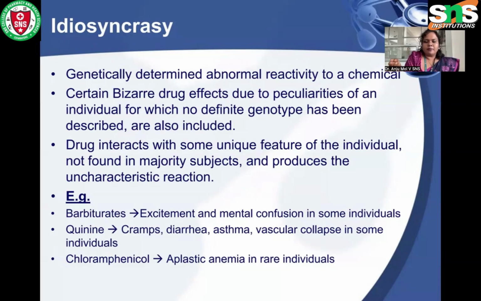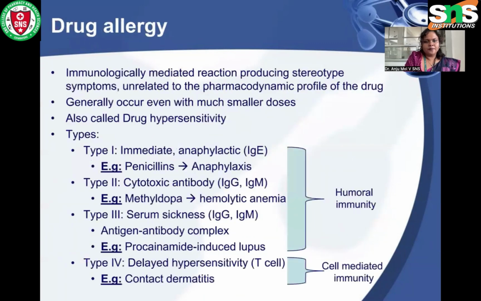Like when we take barbiturate, it causes excitement and mental confusion in some individuals. It is not the same for everyone. It can happen to some individuals. Quinine can cause cramp, diarrhea, asthma, then vascular collapse in some individuals. Like that, chloramphenicol can cause aplastic anemia in rare individuals.